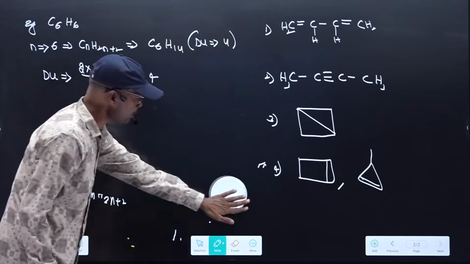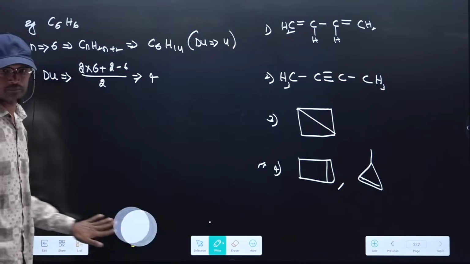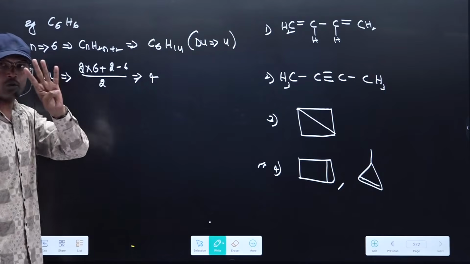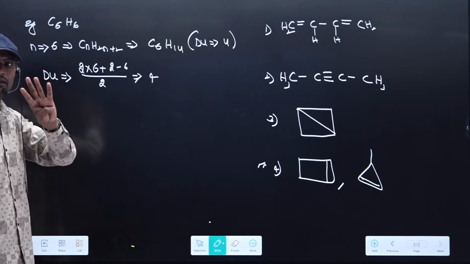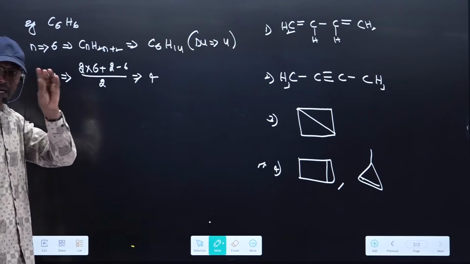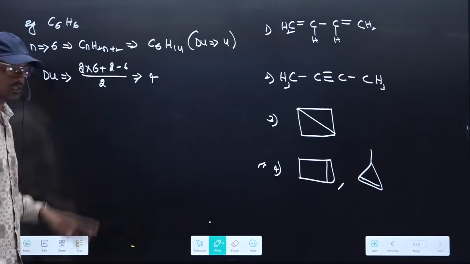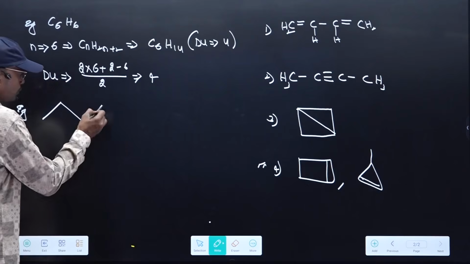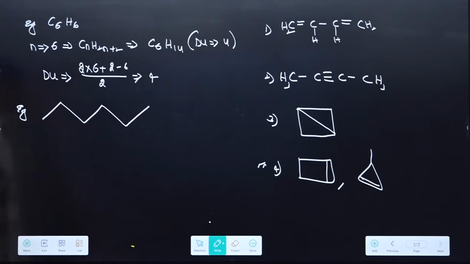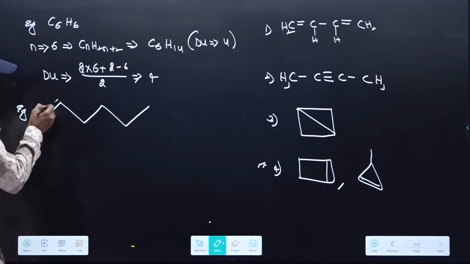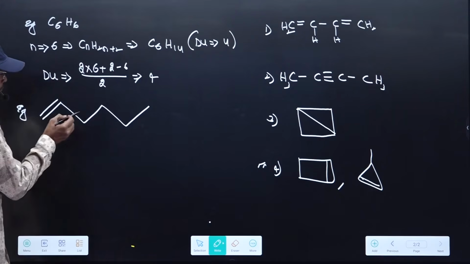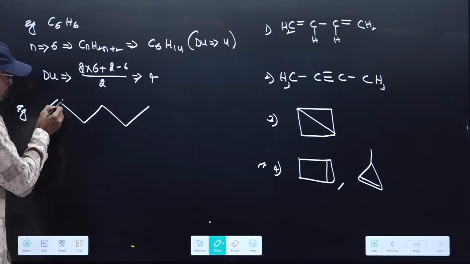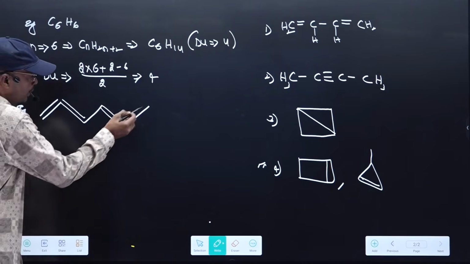Can I write 4 double bonds with carbon? Du 4 means 4 double bonds. How many carbons should I take? Maximum how many carbons? 6 only. Take 6 carbons. Remember. 2, 3, 4, 5, 6. 6 carbons I have taken. Right? Can I put 4 double bonds? See, here a double bond. Here one more double bond. Here a double bond. And here a double bond.